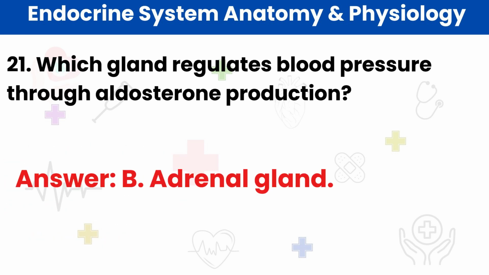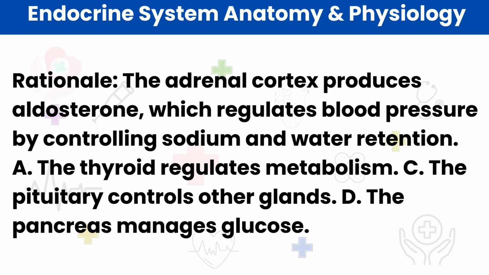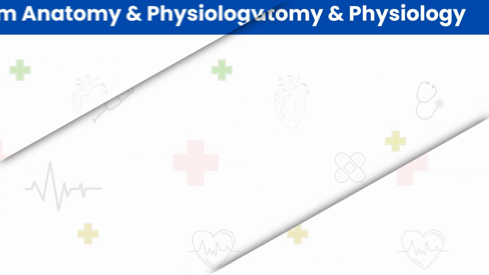Answer: B. Adrenal gland. Rationale: the adrenal cortex produces aldosterone, which regulates blood pressure by controlling sodium and water retention. A. The thyroid regulates metabolism. C. The pituitary controls other glands. D. The pancreas manages glucose.